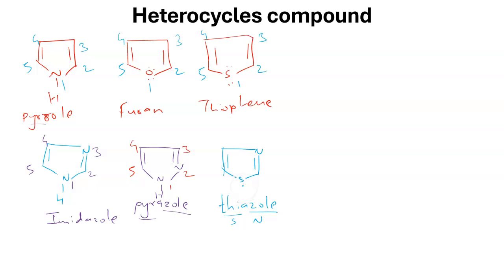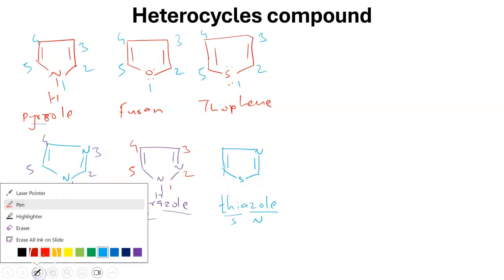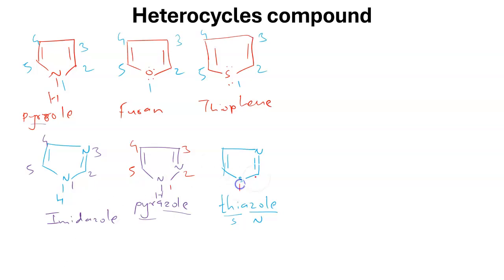Like here, numbering will not start from the nitrogen. Numbering will start from the highest priority atom, that is sulfur. So we will start numbering from sulfur. Sulfur will have number 1, 2, 3, 4 and 5. You cannot start numbering from this side, because the numbering for the nitrogen will become 4 once you start from this side. So this is not correct, because we have to find the heteroatom which is closest for numbering.